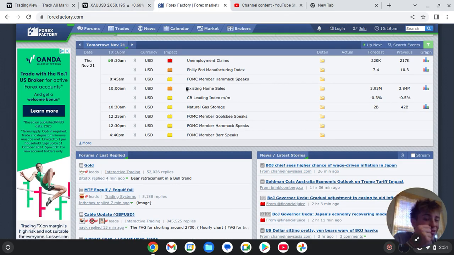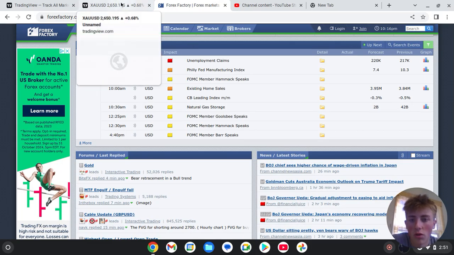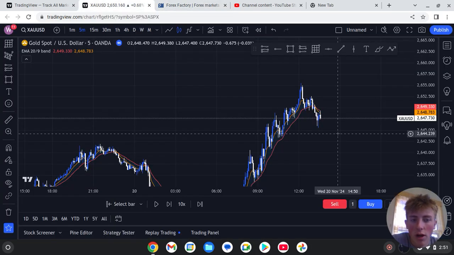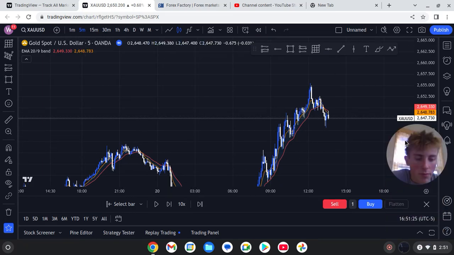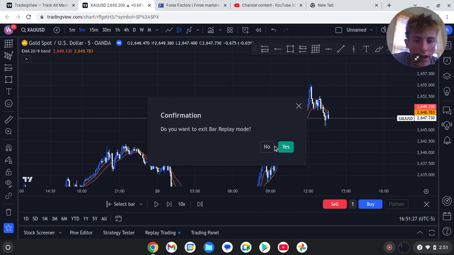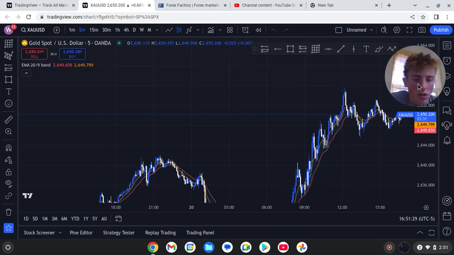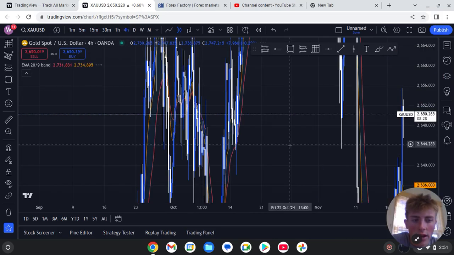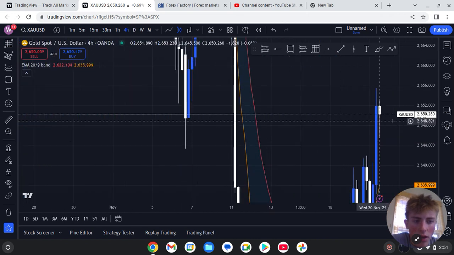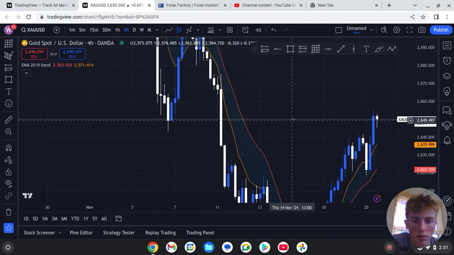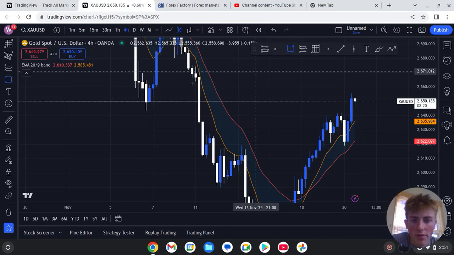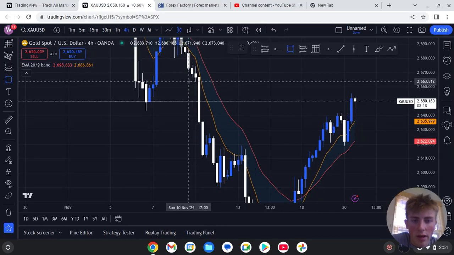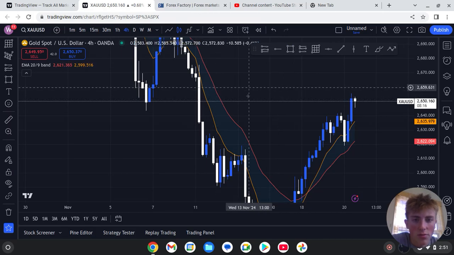Tomorrow's looking pretty good. We've got a red folder at 8:30 before market opens, so hopefully the market's actually moving tomorrow. As of right now, if I were to just look at the 4-hour, I would be bullish going into tomorrow. It depends on what happens overnight, if this 4-hour fair value gap gets respected or disrespected. If it gets disrespected, I'm bullish.